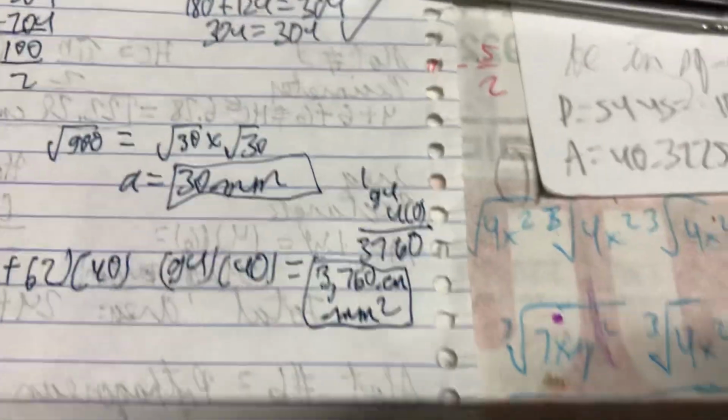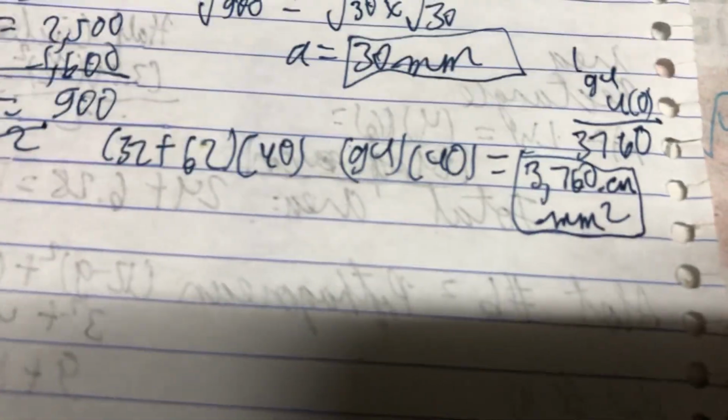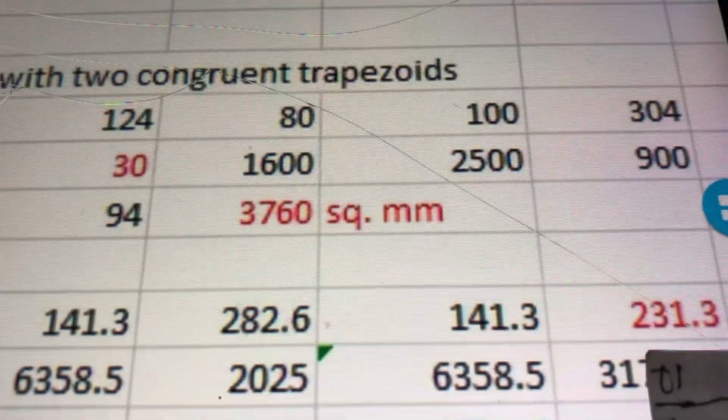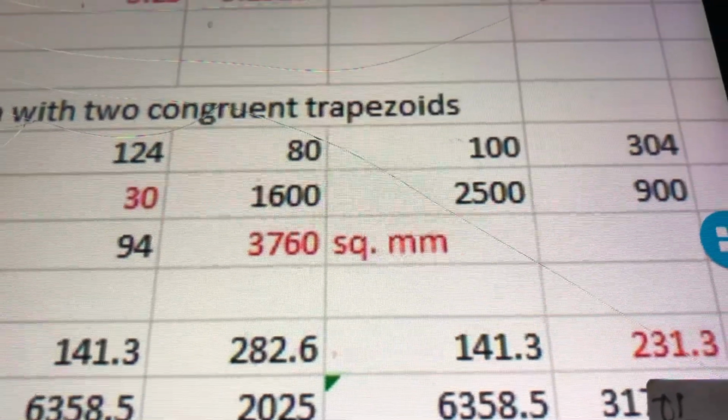So, ito ba yung sagot namin? Ang area ng pentagon ay 3,760 millimeters squared. Check ko sa PowerPoint kung tama. Yan. Na-check ko and we should get the answer of 3,760 squared millimeters.